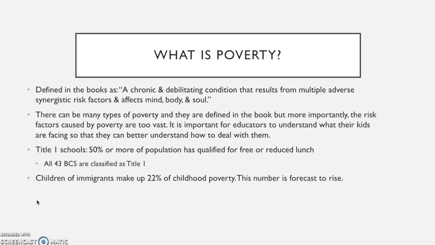In this book, Jensen speaks about Title I schools, and Title I schools are actually schools that are defined by the government in which 50% or more of the population of students are qualified for free or reduced lunch. And I don't know if you all know this, but all 43 of Birmingham City schools are actually classified as Title I. So this hits very close to home, and that's just Birmingham City schools. It's not counting the rest of Jefferson County.